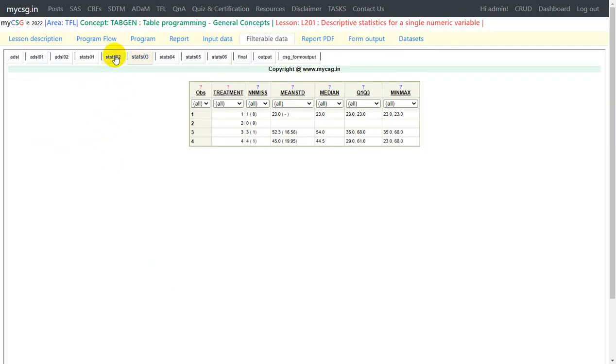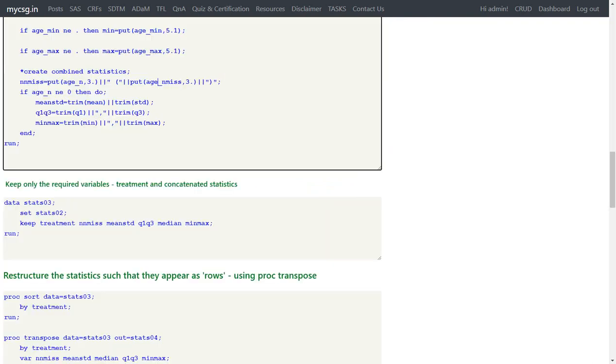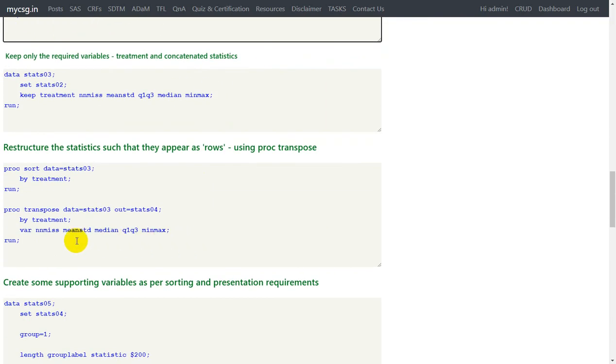It is nothing but a copy of stats02 but with only a limited set of variables which are newly created and have to be used in the program. Here we need the treatment variable, which is nothing but our classification variable, and the concatenated stats. But the next step is that we need to transpose or restructure this data set such that these statistics are appearing as rows. So let us now go to the code and see how we have achieved that.